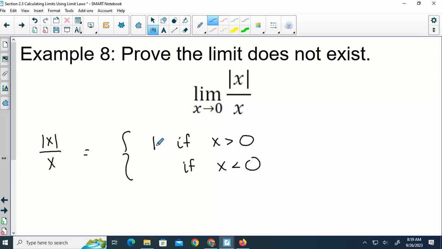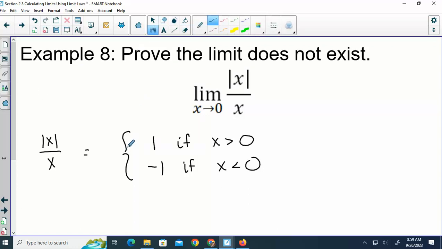If we put in a negative, what does the absolute value do? It makes it positive, so it does the opposite. So if you take a positive divided by the negative, we should get a negative 1. For instance, if you put in like a negative 2, you would have 2 divided by negative 2. So we're going to get a negative 1 if we plug in a negative.